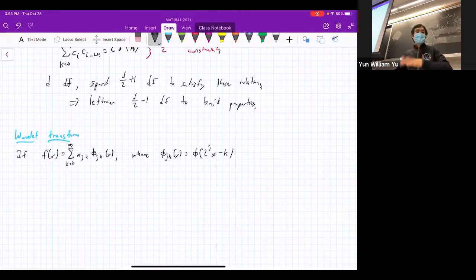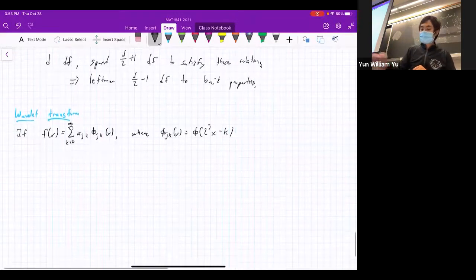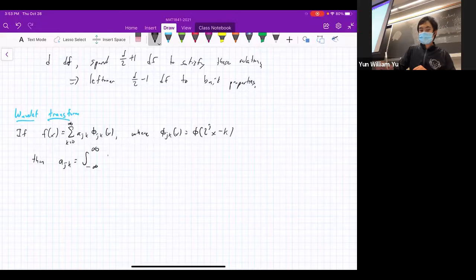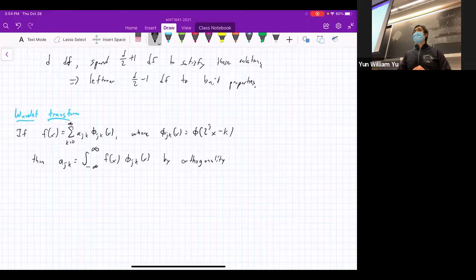Okay, so these are our samples at the scale j, right? So basically, you can think of this as you have some sensor that's taking measurements at a particular time, and you want to do this wavelet transform. Well, we know that a sub jk is equal to the integral from minus infinity to infinity of f of x phi_jk of x dx, and this is just by orthogonality, right? And this is one of the reasons that we wanted the scale function to be orthogonal to itself.